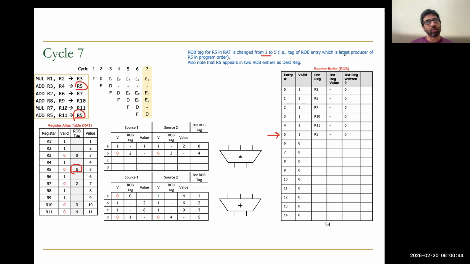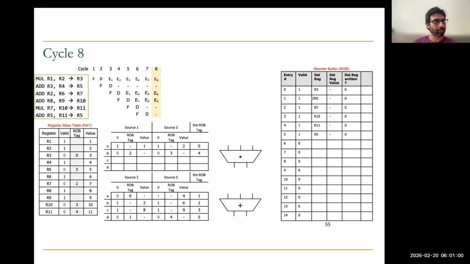That is the tag of the ROB entry, which is the latest producer of R5 in the program order. Also note that R5 appears two times in two ROB entries. So once here R5 and here, right? Now we are going to have some interesting things here.